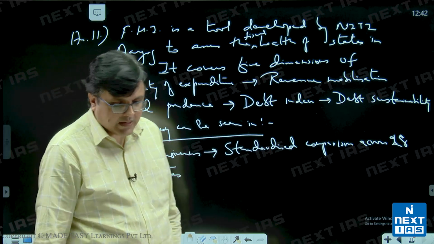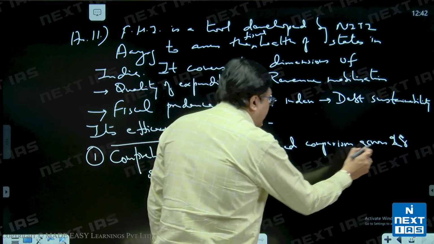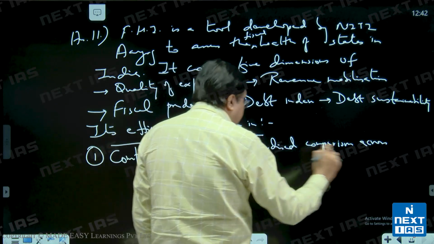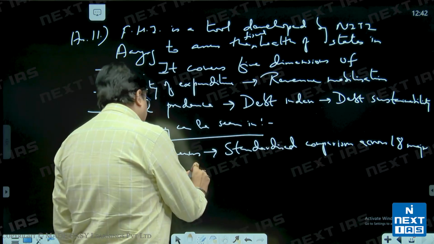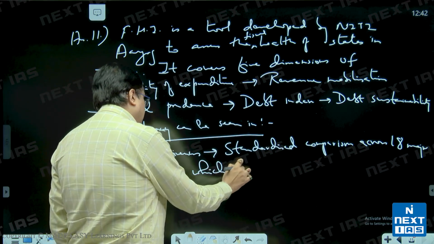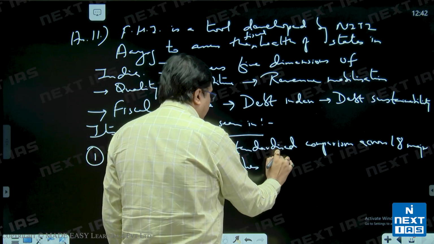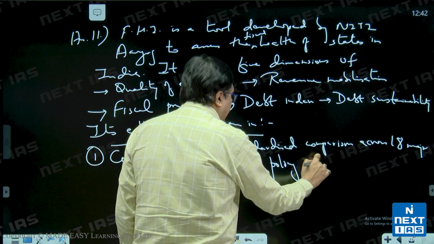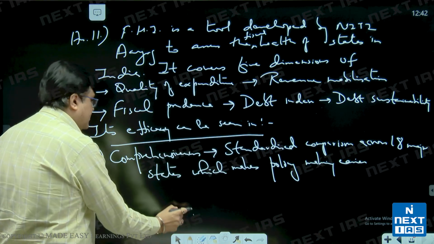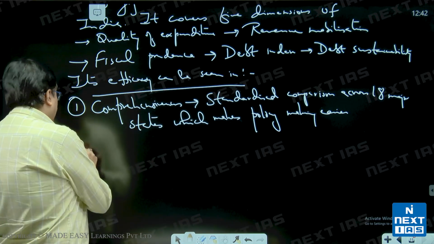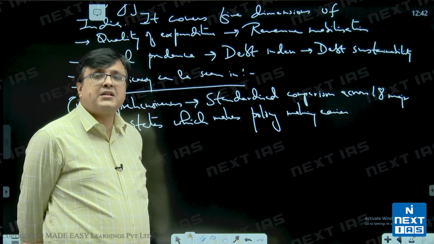states, standardized comparison across, sorry, it is not 28 states, my mistake. It is all the major states, 18 major states, which makes policy making easier. So the central government can easily find out, because this is a comprehensive measure, all states are assessed on the same scale.